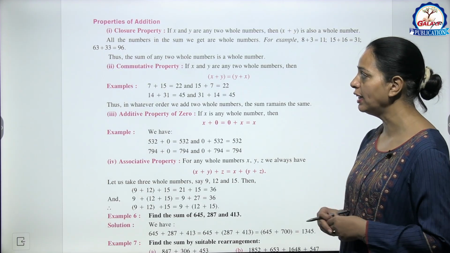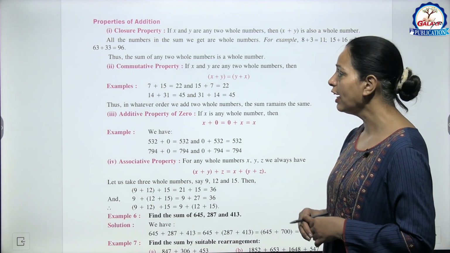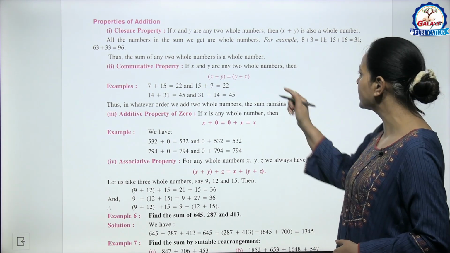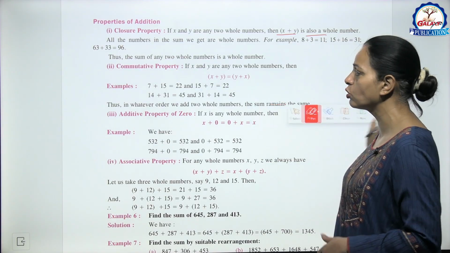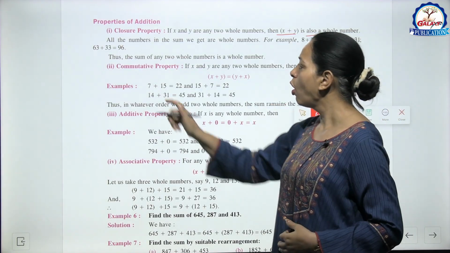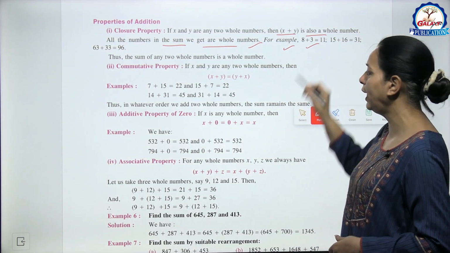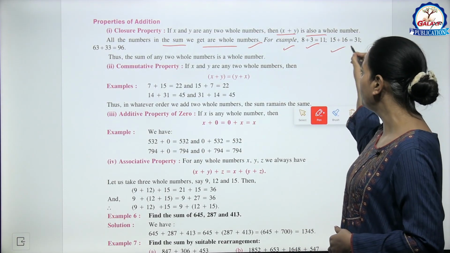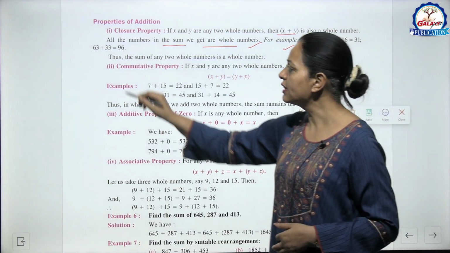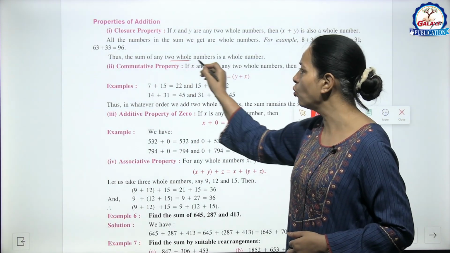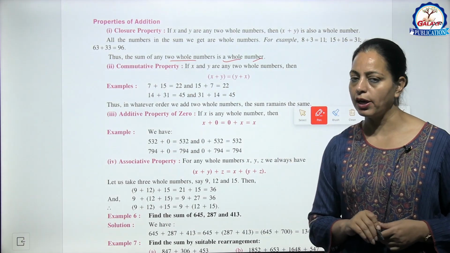What is the meaning of closure property? If x and y are any two whole numbers, then their sum x plus y is also a whole number. All the numbers in the sum we get are whole numbers. For example, 8 plus 3 is 11, 15 plus 16 is 31, 63 plus 33 is 96. So sum of any two whole numbers is a whole number.